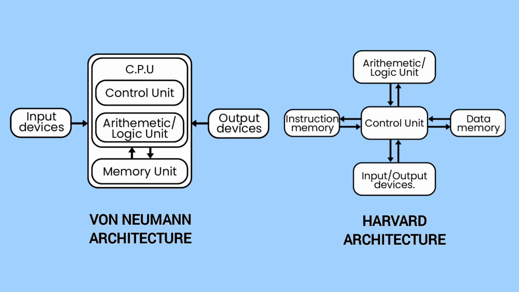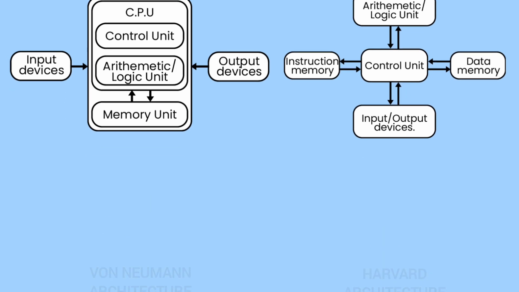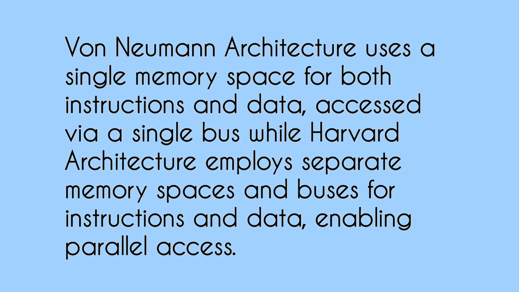As you can see in the diagram, von Neumann architecture uses a single memory unit for both instruction and data, accessed via a single bus. Harvard architecture, on the other hand, employs separate memory units and buses for instructions and data, enabling parallel access.